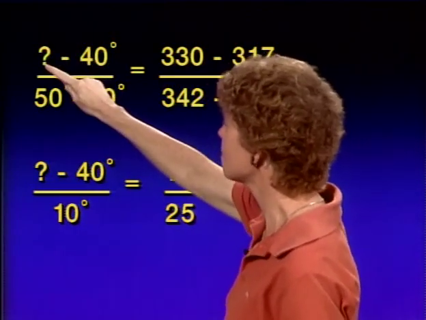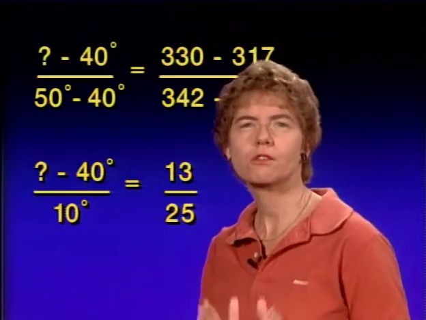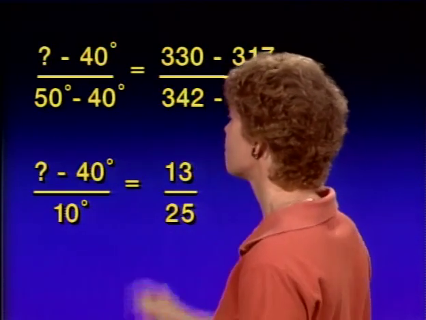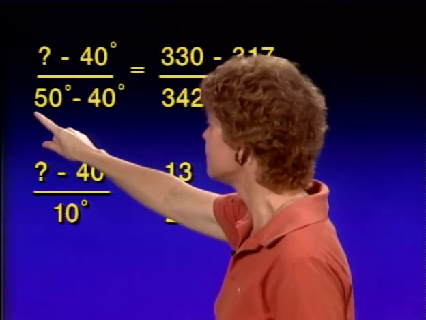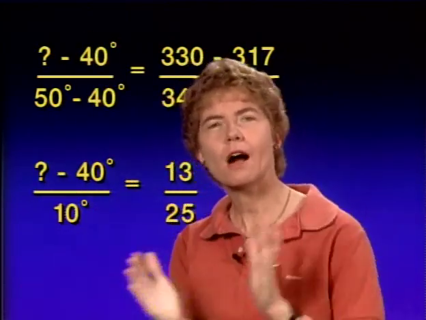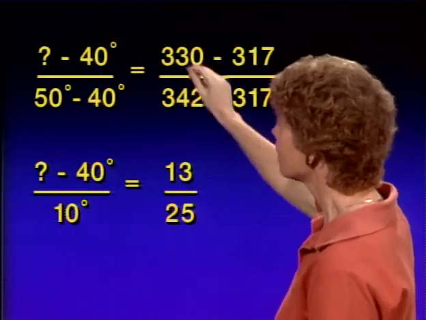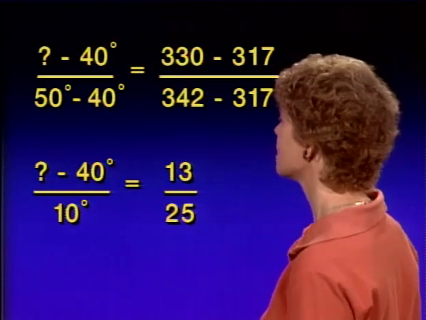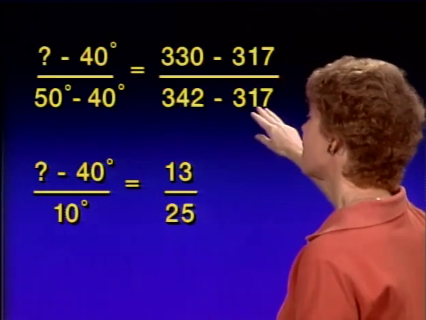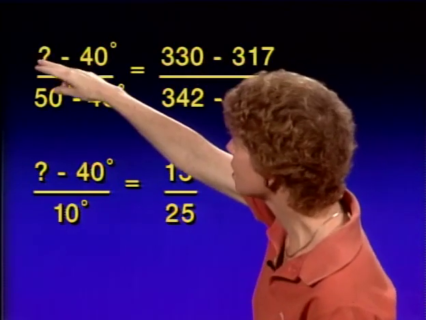The question mark represents the temperature that we're trying to find, a temperature that is equivalent to 330 PSIG. So we have an unknown temperature minus 40 degrees, divided by 50 degrees minus 40 degrees. What that's going to do is set up the ratio so we know how far between 40 and 50 degrees we're going. And that's going to be equal to 330, which is the pressure the FAA has given us, 330 minus 317 divided by 342 minus 317. And this is going to give us the ratio so that we can figure out what our temperature is going to be.